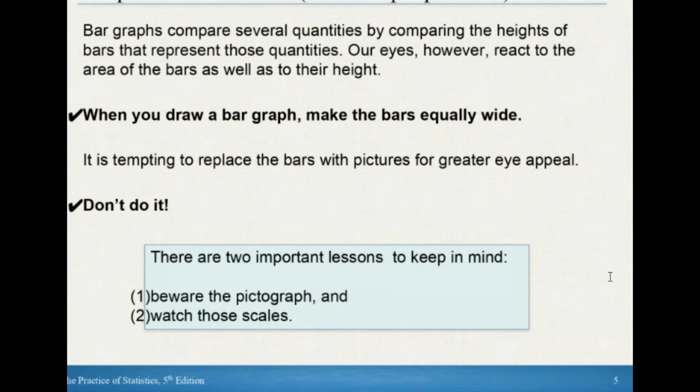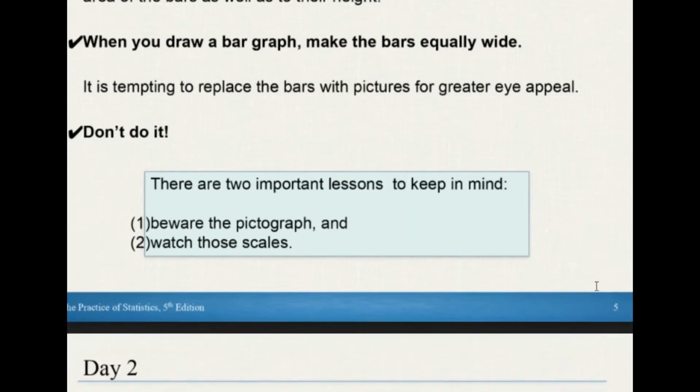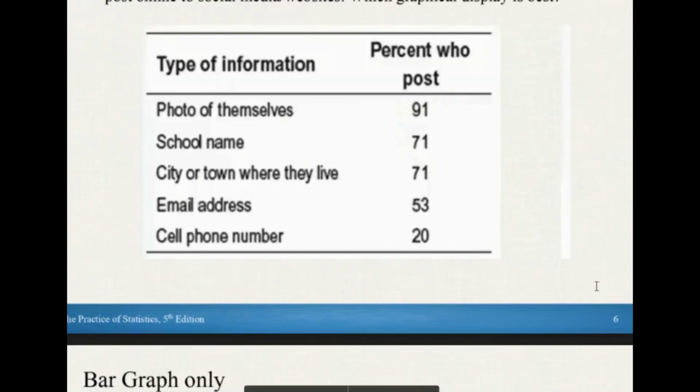A couple of things when you're making a bar graph: make sure that the bars are equally wide. It's tempting to replace the bars with pictures for greater eye appeal, but don't do it. When you really want to show the frequency or the relative frequency, you want to make sure every bar is the same width. Which graphical display is best for this particular example?